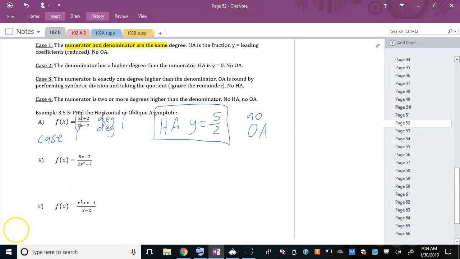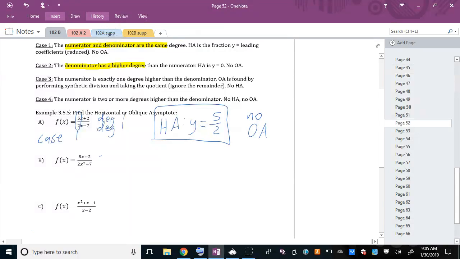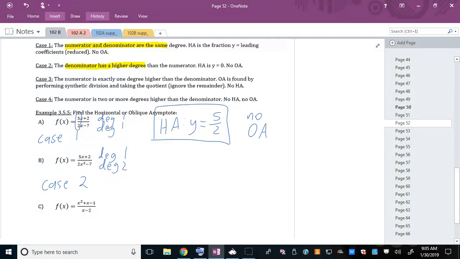Let's scroll that down so we can see our second case. So our second case, the denominator has the higher degree than the numerator. So if I look at B here, that numerator is degree 1, and the denominator is degree 2. So we are in this second case. Now, there is no computation involved in this case. It's pretty much just straight up memorization. Our horizontal asymptote is always just y equals 0. And again, just to be clear and thorough, there is no oblique asymptote here.